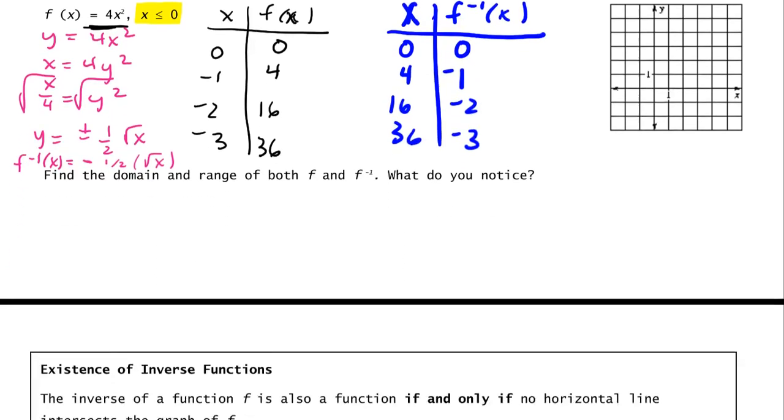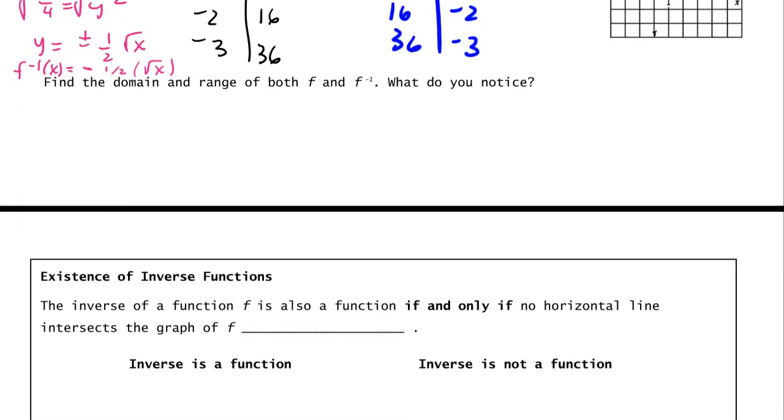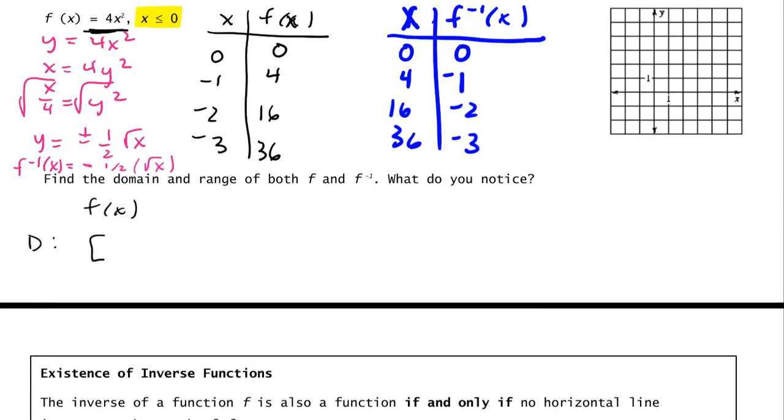Okay, going on, find the domain and range of both f and f inverse. What do you notice? Let's start off with our f. The domain, they listed it right here. We can go back up and show that. The domain of f is x less than or equal to 0. The range, now look at the range. If I am always going to square something, it's always going to be 0 or positive. So the range is going to be 0 to infinity.